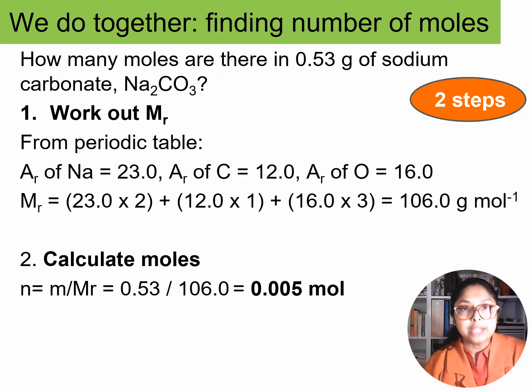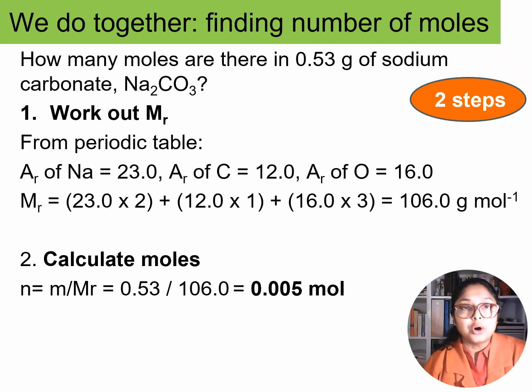So if you add all of those up for the chemical formula Na2CO3, there are 2 sodium, 1 carbon and 3 oxygen. So it becomes 23 times 2 plus 12 times 1, because there is 1 carbon, and 16 times 3 because there are 3 oxygens. If you add all those up, it will be 106.